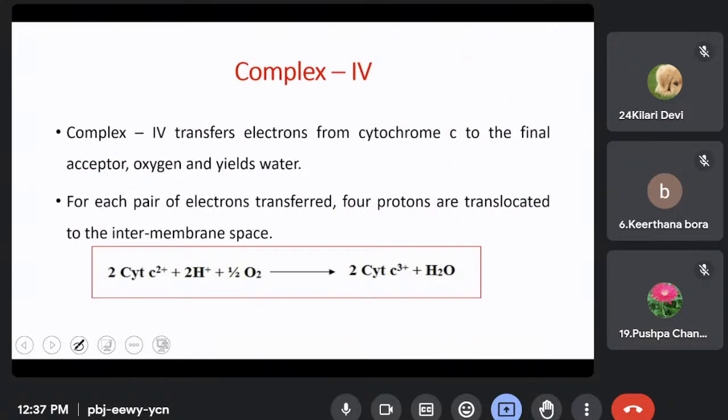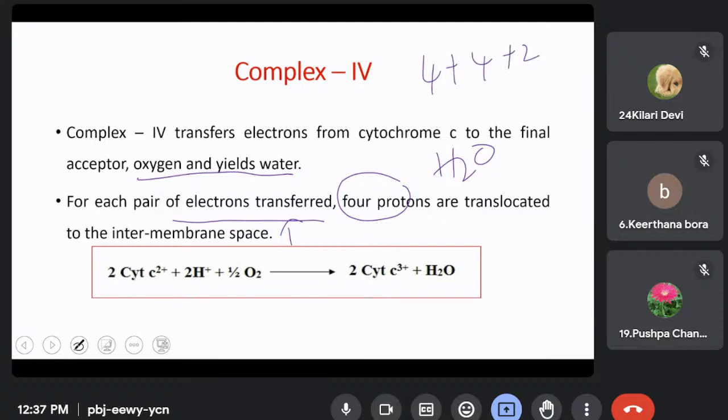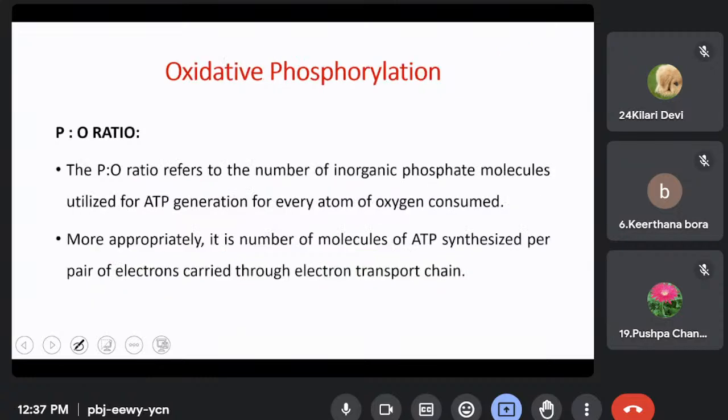And coming to complex 4. Complex 4 transfers electrons from cytochrome C to the final acceptor, that is oxygen, and yields water. Oxygen is the final acceptor, thereby H2O is produced. For each pair of electrons transferred, 2 protons are translocated into the intermembrane space here also. Thus 4 plus 4 plus 2, that is 10 protons are translocated into the intermembrane space.